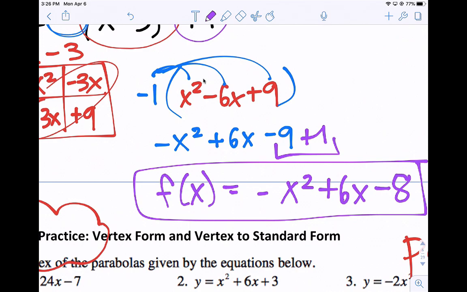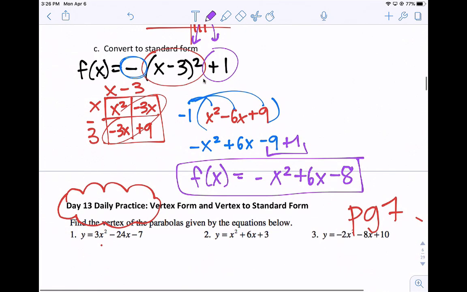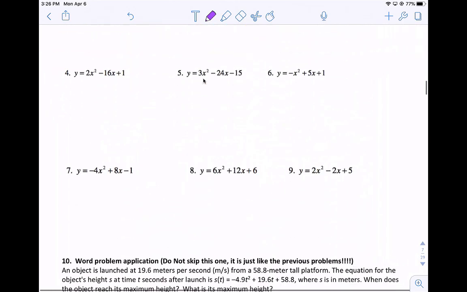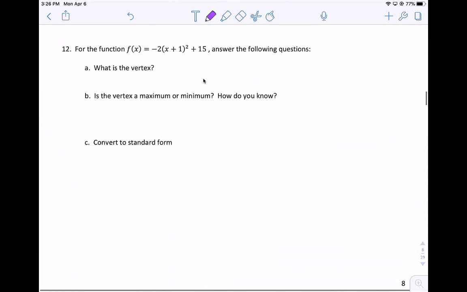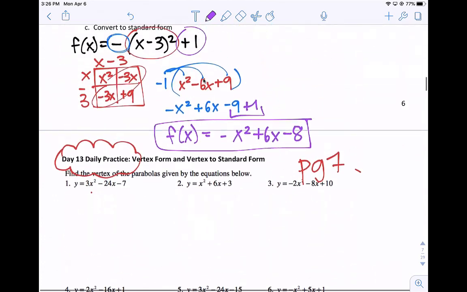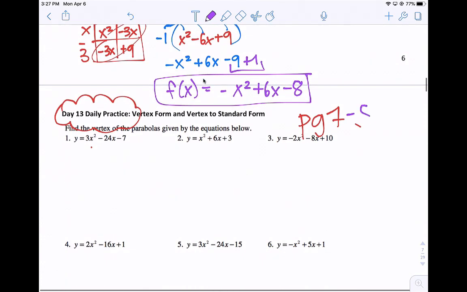So vertex form, you should be able to get the vertex, and then standard form is when there's no parentheses. So your assignment is pages 7 and 8. Page 7 does the first part of the lesson, part 1 of the lesson, and then page 8 does part 2 of the lesson where you convert it.